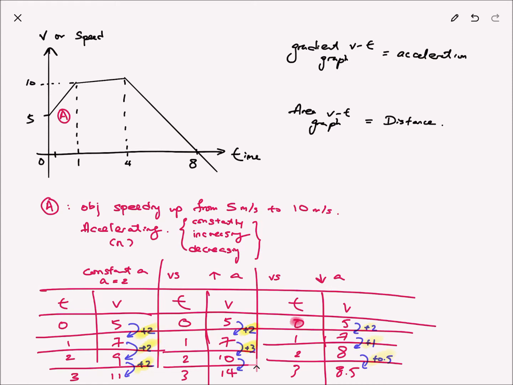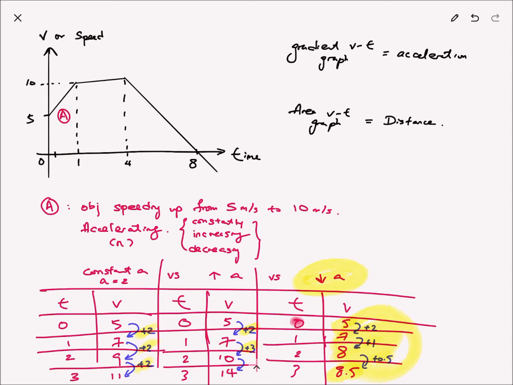So I just want to make it clear to you that decreasing acceleration doesn't mean that the object is slowing down. It is not deceleration. As you can see here, with decreasing acceleration, my velocity is still on the rise. It changes from 5 all the way to 8.5. It's just that the increment over here, the blue one, is getting smaller.